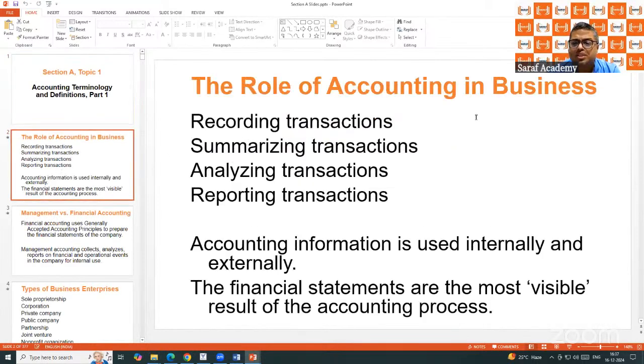This is the same thing which is written by me in the notes. It is written here. You will say, sir, this is not IMA, it is from FMAA. Arre bhai, whichever it is, it makes no difference. The role of accounting is recording transactions, summarizing transactions, analyzing transactions, reporting transactions. What is the difference between all the four?